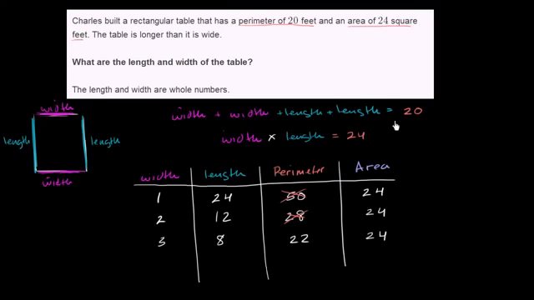Now, what about 4 and 6? Once again, 4 times 6 is 24. And what's 4 plus 4 plus 6 plus 6? That's 8 plus 12, which is indeed equal to 20. So that works out. Our width is going to be 4 feet, and our length is going to be 6 feet.